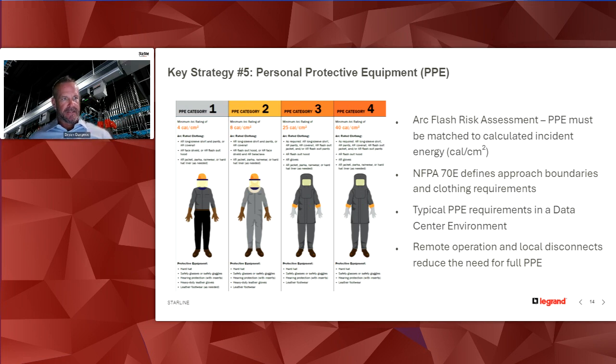Once it's done, then labels are put on the individual pieces of equipment. And that way the technicians that are working on that equipment know exactly what PPE category they fall in in order to do any type of maintenance. So you get down to the third bullet there, typical PPE requirements in data centers. It could be any one of those. There's no blanket, hey, this is the typical. It could go from category 0, which isn't outlined here anymore, all the way to a category 4.